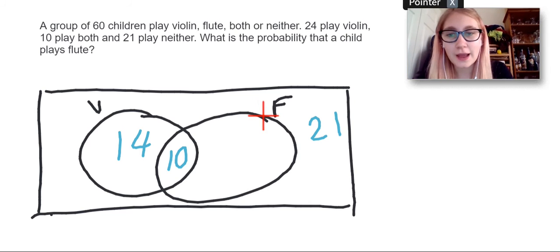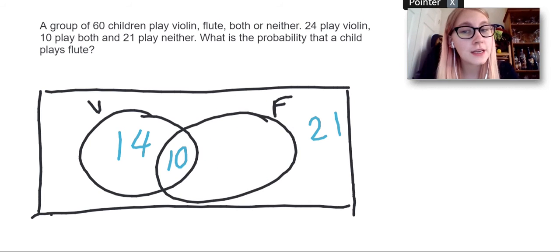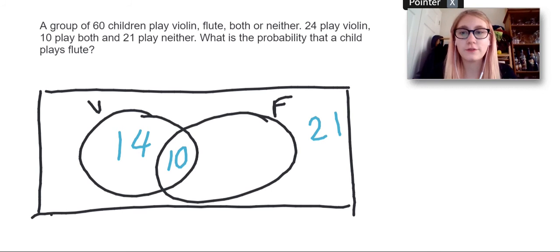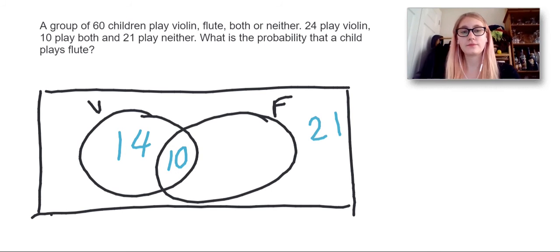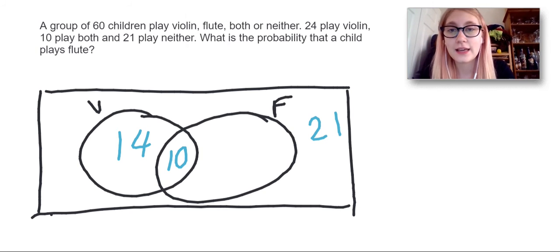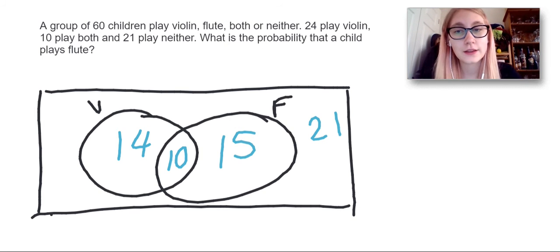And now the only space that we have left to fill in is just flute. And well, they all have to add up to 60, because that's the total number of children. So we add up 14, 10, and 21. And that will take us to 45. Take that away from 60, and we get 15.